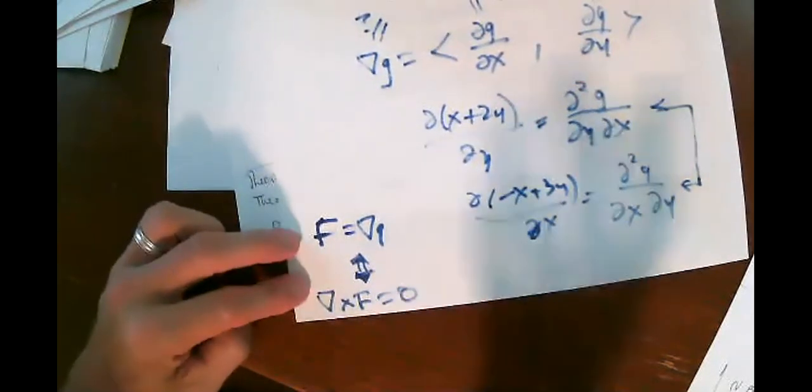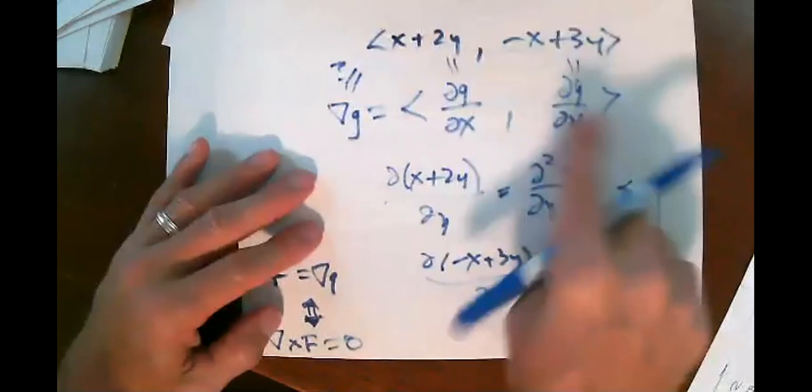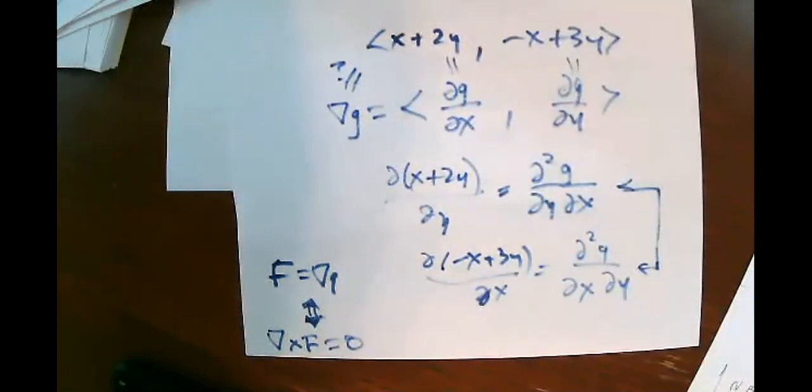When you write down what the curl is, it's just asking you to compute a bunch of these partials and see whether they match, but it's a succinct way of describing when a vector field really is a conservative vector field.